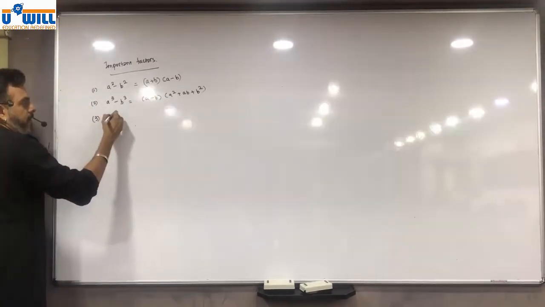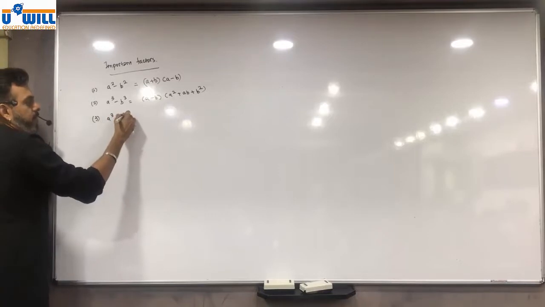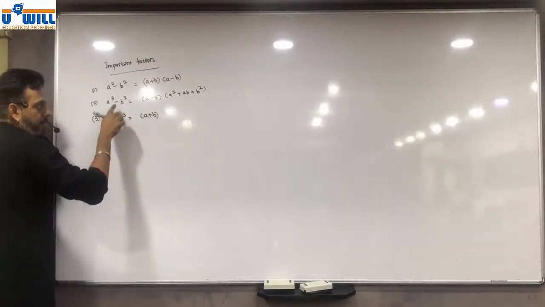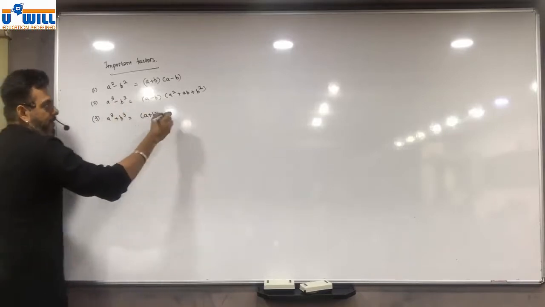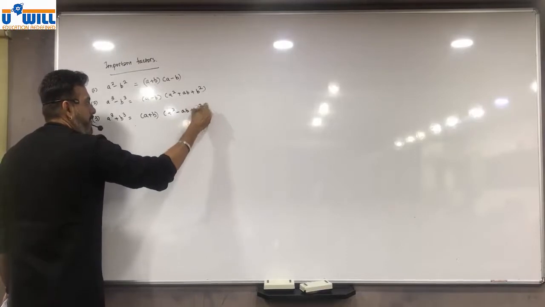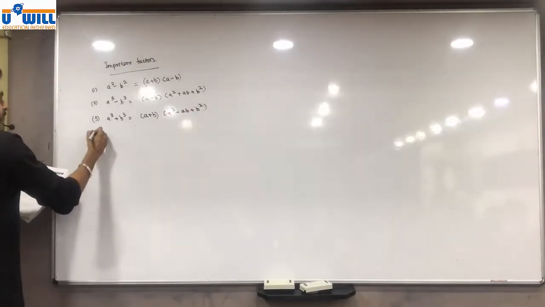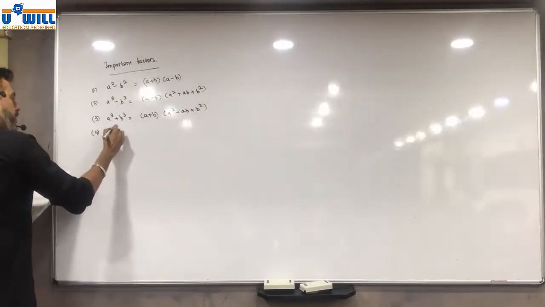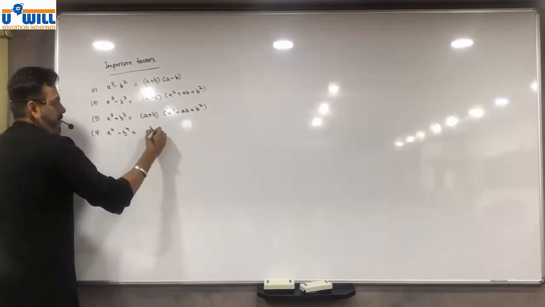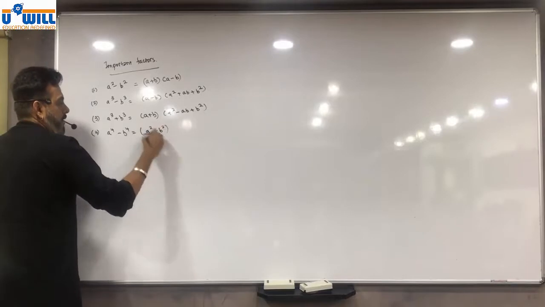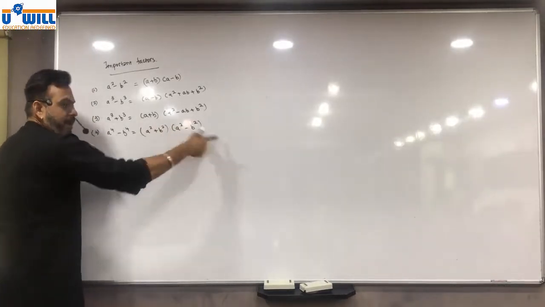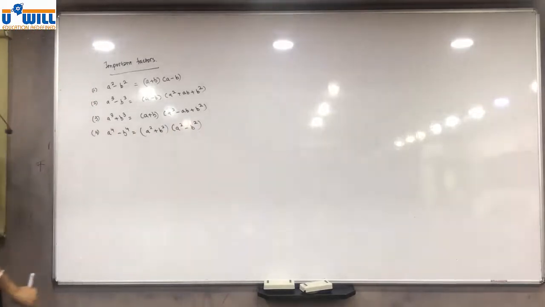थर्ड, a cube plus b cube is equal to a plus b. This remains the same. ये माइनस है और ये प्लस है. But यहाँ पे a square minus ab plus b square. Then fourth is a raised to 4 minus b raised to 4 is equal to a square plus b square and a square minus b square. Further you can expand this, but अभी के लिए इतना लिखो.